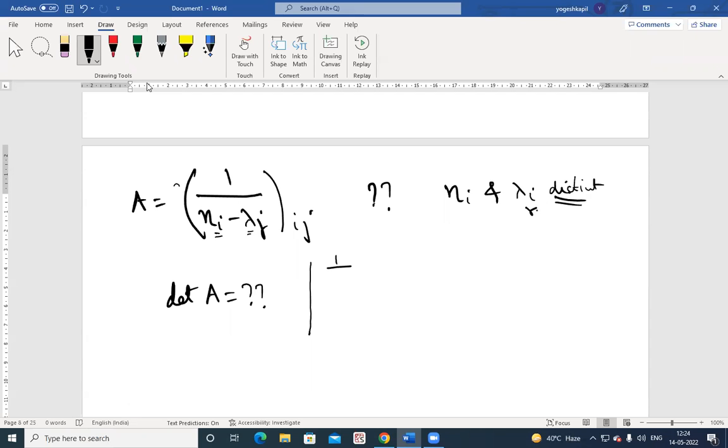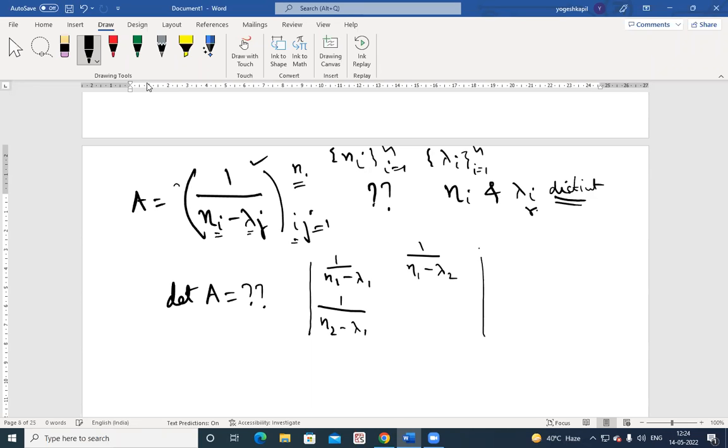This is a matrix. I just take i, j starting from 1 to n. This is a sequence of eta i, i ranging from 1 to n, and this is a sequence of lambda i, i ranging from 1 to n. Now you look at this matrix. If I reduce the order and take this as 2 by 2, then it is 1 upon eta 1 minus lambda 1, 1 upon eta 1 minus lambda 2, 1 upon eta 2 minus lambda 1, and 1 upon eta 2 minus lambda 2.